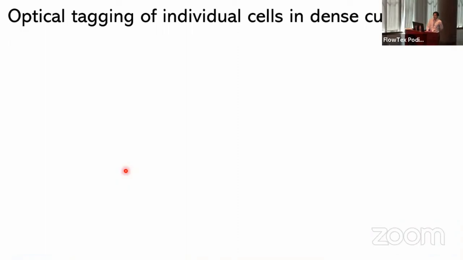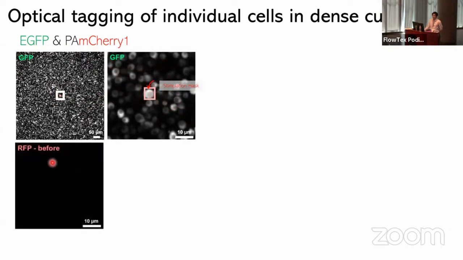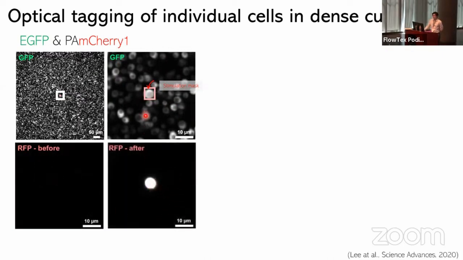First we wanted to characterize this and show that we can really tag individual cells in a very dense culture. Here you're seeing yeast cells in a very dense culture, about 5,000 cells in a field of view, expressing a green fluorescent protein and a photoactivatable mCherry. If you zoom into this white box region, you can see the cells a little better. We draw a stimulation mask around an arbitrarily selected cell. Before we photoactivate, or optically tag, we don't see any RFP fluorescence. Once we do, we see an increase in this cell only. So if you see an interesting cell under the microscope, you can basically zap it with light to tag it.